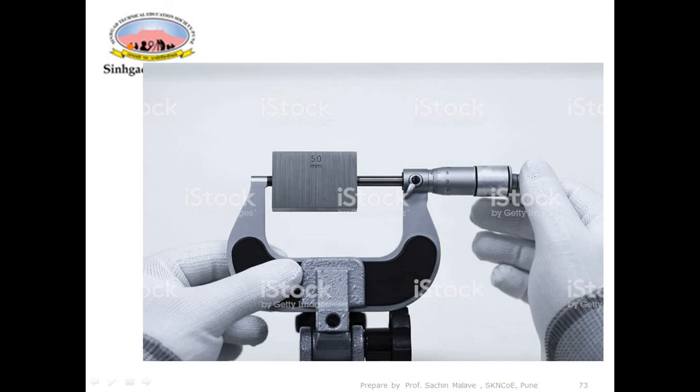As you rotate the screw over here, which is called the thimble, you can move the spindle in the forward or backward direction, depending upon the direction of rotation of the thimble. This 50 mm is the distance across the two parallel faces of the slip gauge. One face of the slip gauge is here, another face is here, and the distance between these two parallel faces is exactly 50.00000 mm. That kind of accuracy is maintained.